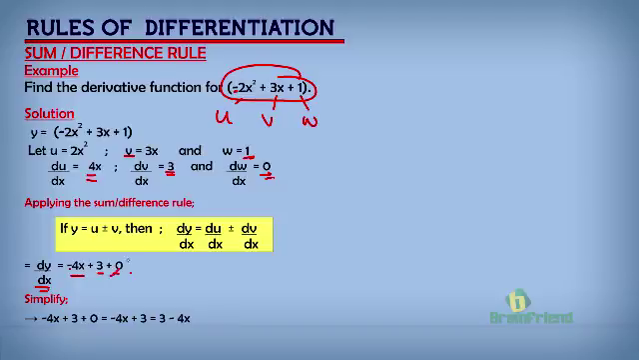And of course, 0 goes off, leaving us with minus 4x plus 3. Of course, we can rewrite this to make it a little bit neater and would have 3 minus 4x as the derivative of our given function. Let's go on to learn about other rules.